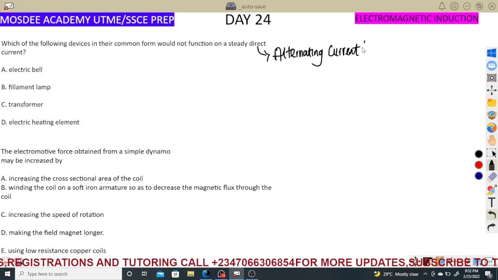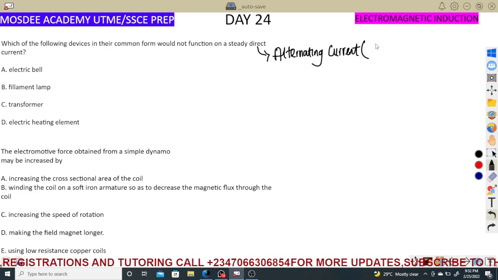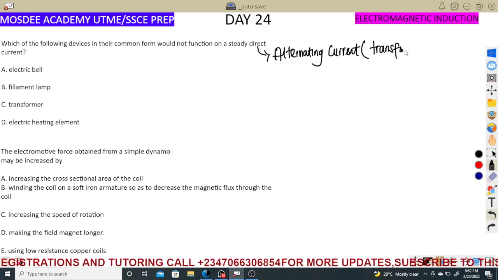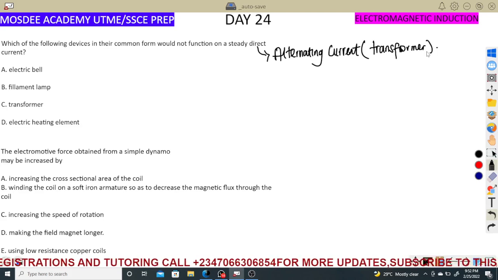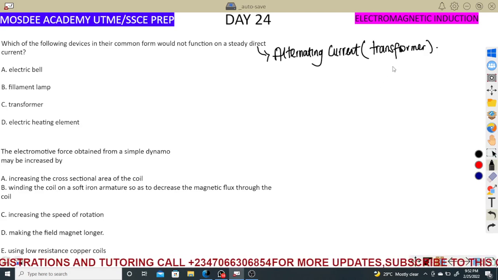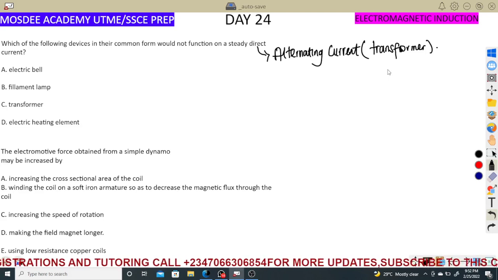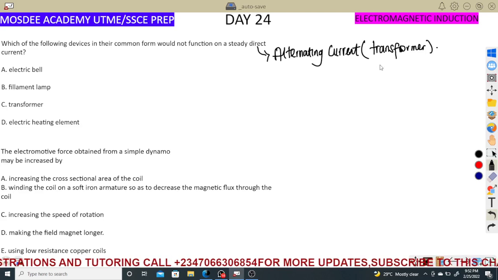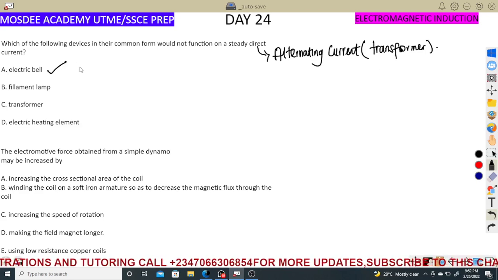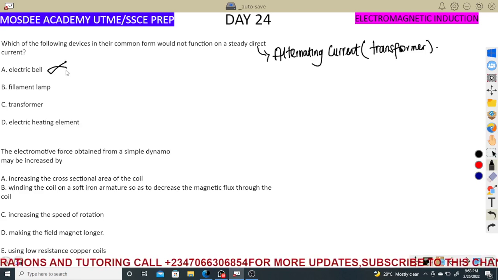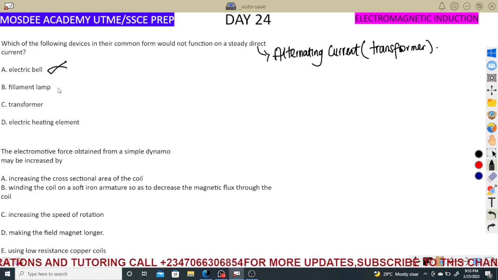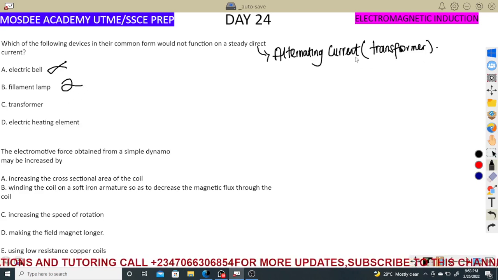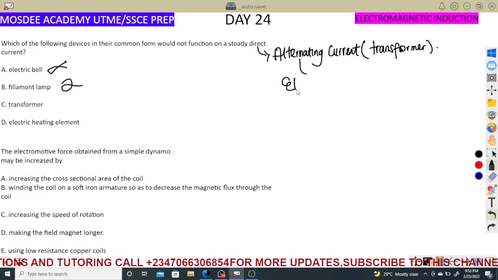So alternating current, we have quite a lot of applications, but for now, let's talk about what we call the transformer. Transformer is one of the simplest applications you can see, and please always keep that at the back of your mind. Transformer, you can talk about dynamo, but keep it in mind, electric bell works on the principle of magnetic effect of current. We talked about it yesterday. Filament lamp works on the heating effect of current. We've talked about Joule's heating effect. Transformer works on the principle of electromagnetic induction, which is alternating current.